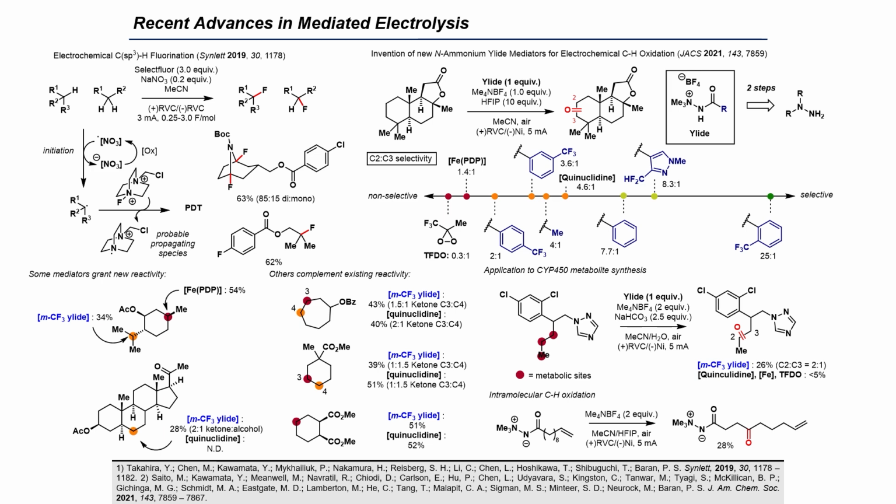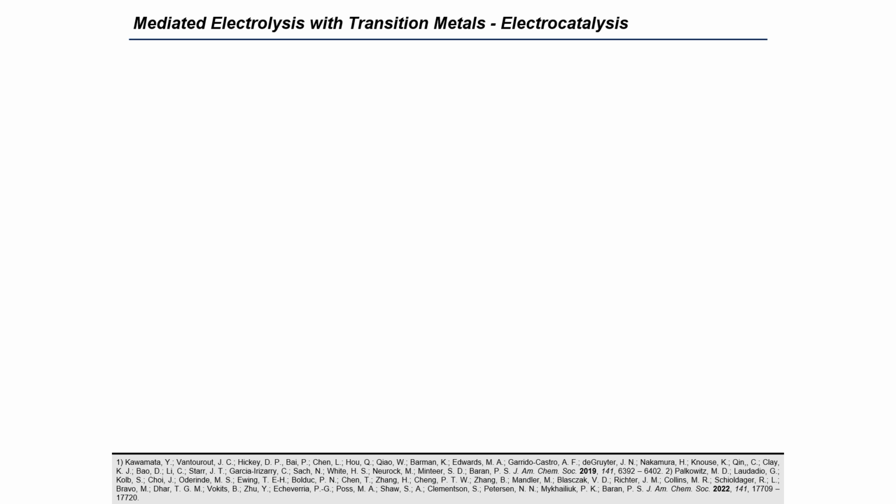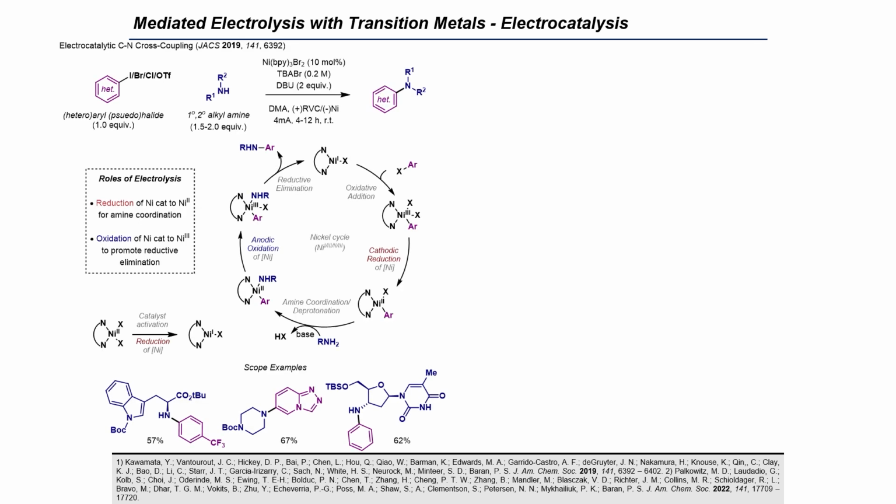Mediators can also be transition metals. Perhaps one of the most used tactics for mediated electrolysis is its infusion into catalysis. After all, the modulation of metal oxidation states is a fundamental aspect of many catalytic reactions. As an example, the Baran lab showed how electrochemistry can enable a mild nickel-catalyzed C-N cross-coupling of aryl halides and pseudohalides with primary and secondary amines.